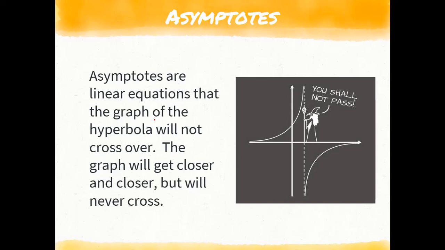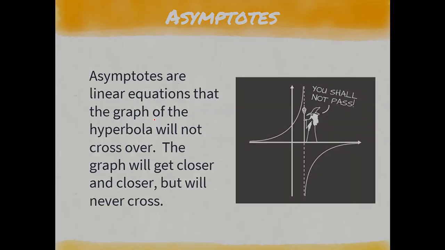Now, again, let's remind ourselves, an asymptote. Asymptotes are just linear equations that our graph of a hyperbola will not cross over. So the graph's going to get closer and closer and closer to those asymptotes, but we're not going to actually cross them. So when we're drawing in our asymptotes, we're just going to have to keep in mind that when we draw our hyperbolas fully.